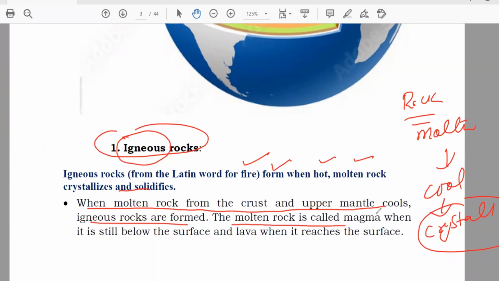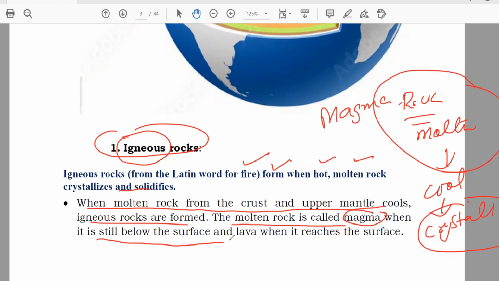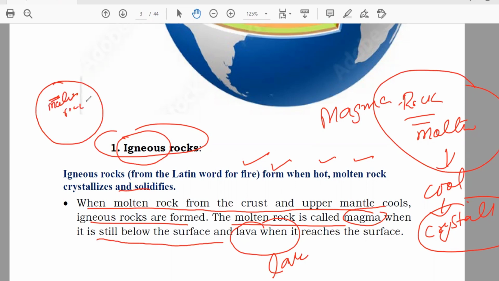The molten rock is called magma. When the rock is in the molten form, in the liquid form, that is known as magma, while it is still below the surface. And when it comes out, it's known as lava. For example, this is the earth, and if the molten rock is here, at that time it's known as magma. But if it bursts through the surface and comes out, that is known as lava.